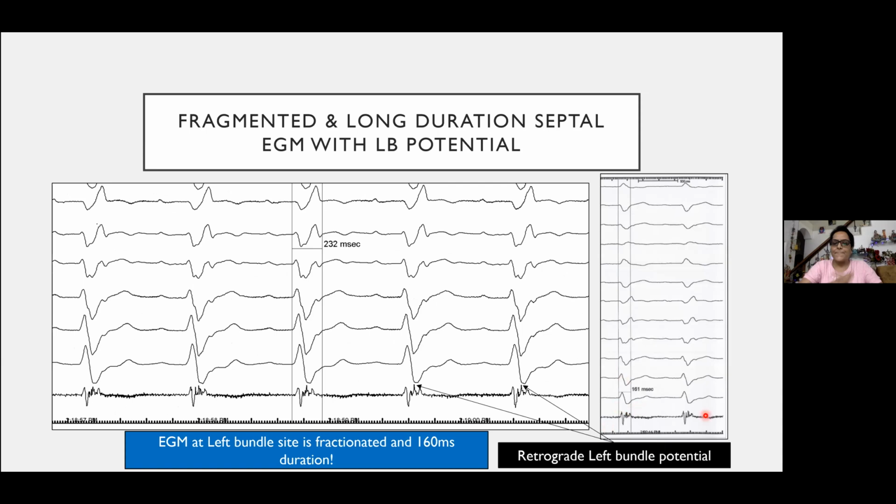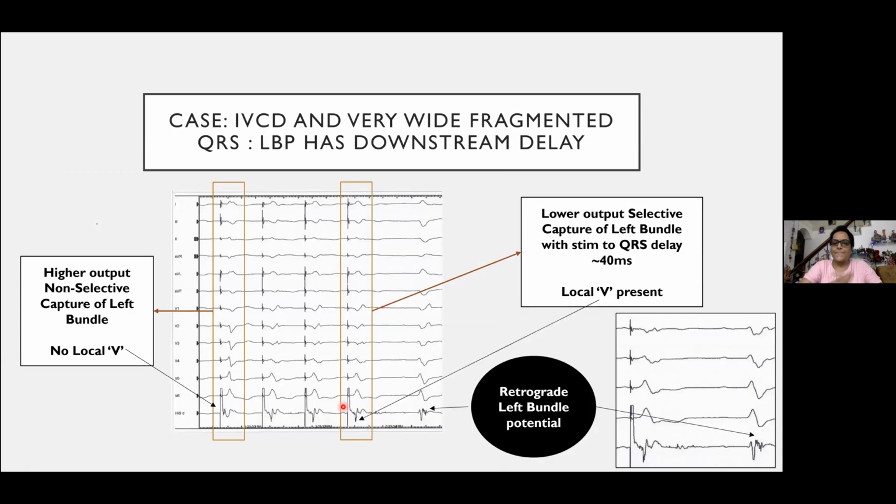And if you see here in the very next slide, what we see at a higher output is non-selective, no local V. At a lower output, it's a selective V, and you are getting an RBBB kind of pattern. Now this pattern, in a classical case, if you are doing a left bundle and this is what you get, you call it a left bundle pacing because it's a terminal R wave you are getting.